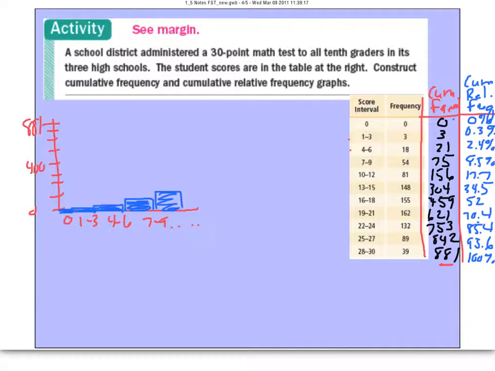And you're going to continue this. Make sure your intervals are lined up properly with the bars. Mine are getting off a little bit there.